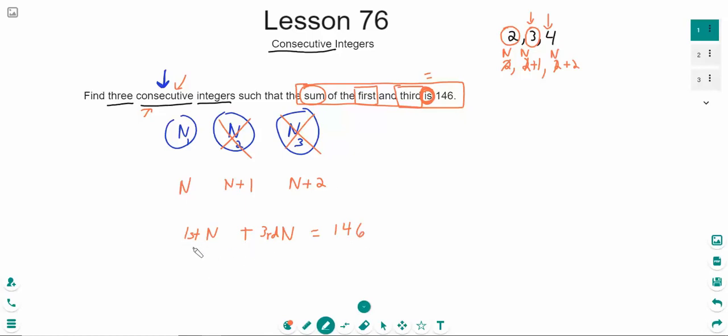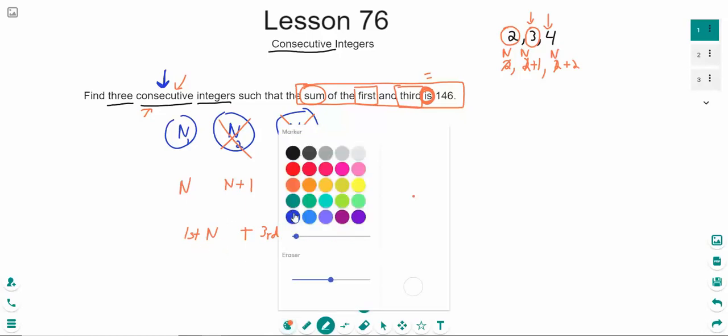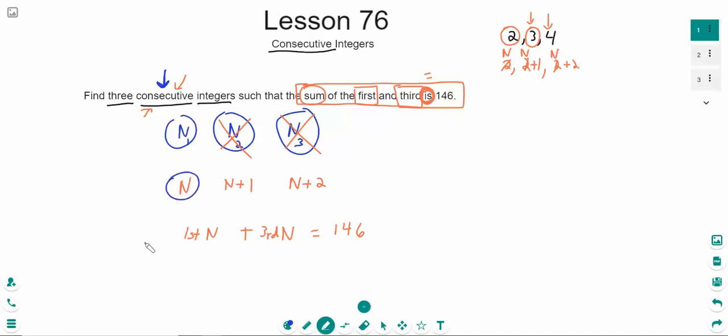So we've almost got the setup now. The first number. What is the first number? How did we define the first number? Well, remember, the first number we defined as n. So we're taking the n plus the third number. Well, how did we define the third number? We defined the third number as n plus 2, right? So it's going to be this n plus, and maybe I'll just throw this in parentheses to make it more clear, n plus 2 is equal to 146. Now, the beauty here is that we have an equation. We have an algebraic equation, and it's in one variable because of this little trick here in our setup.